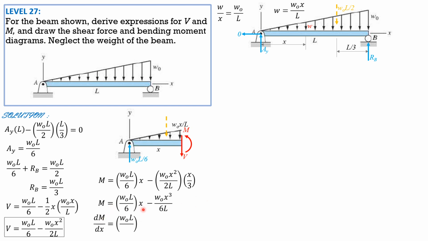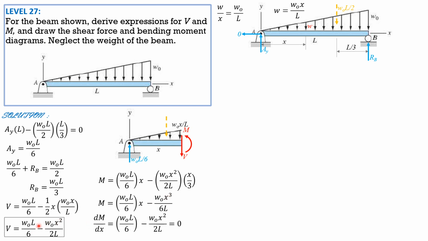Differentiating this equation, let's show that it is the shear. W0L over 6 minus W0 times 3x squared over 6L reduces to W0x squared over 2L. Then we equate it to 0 because this is the slope of the tangent to the moment curve. Notice that this equation is the shear equation. That's why the slope of the tangent to the moment curve is equal to the ordinate of the shear diagram, correspondingly shear above. So take note of that relationship.